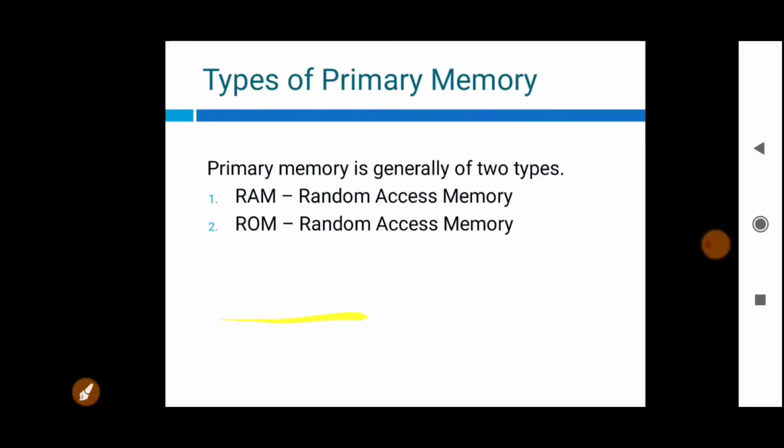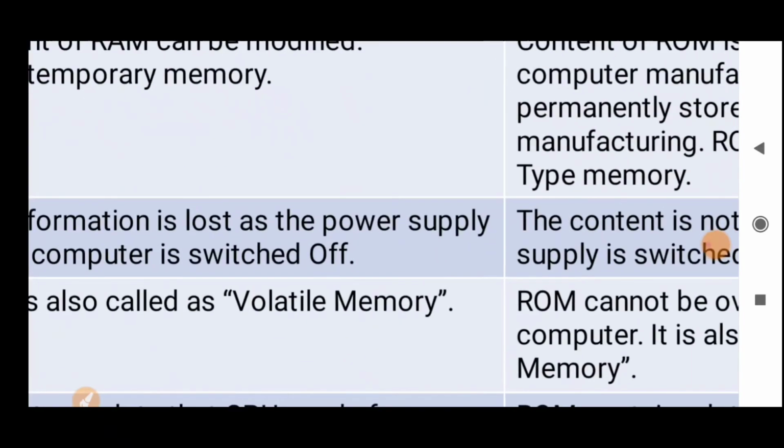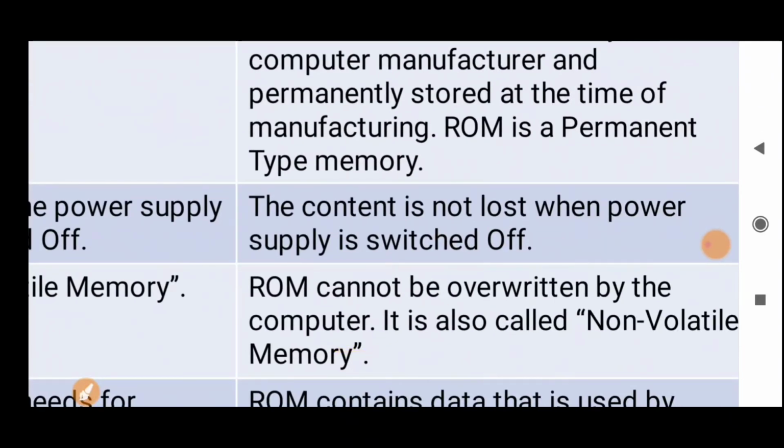RAM is also called volatile memory and ROM is called non-volatile memory. Why? Because it cannot be overwritten by the computer. Once you have written something, you cannot erase it. So it is called non-volatile memory.